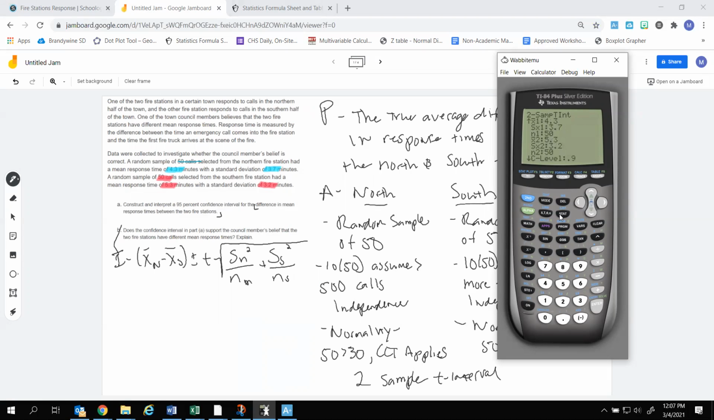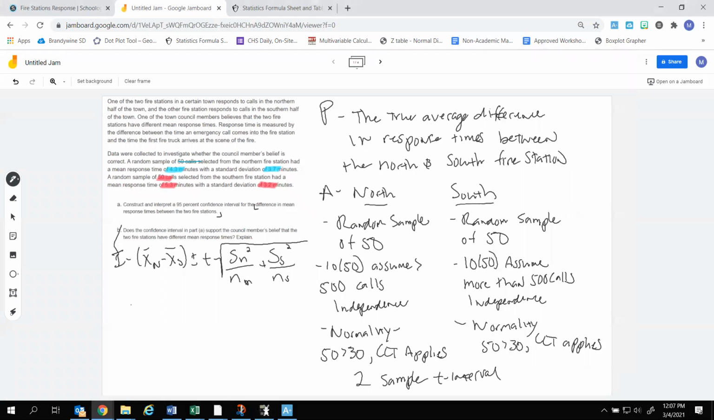Confidence level is 95%. Pooled is a big old no. And then we calculate it. Degrees of freedom is 96, and our interval is negative 2.37 to 0.37. So DF is 96. Our interval is negative 2.37 to 0.37.